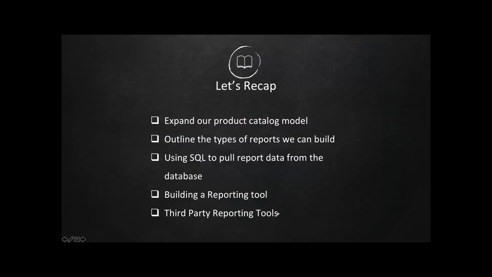So let's quickly recap. We've wrapped up our discussion on product catalogs. We've expanded our product catalog, adding some additional tables to give us some more functionality, which makes reporting a little more useful. We've outlined the types of reports we can build. In our particular case, we got the product, we got the vendor, we got the inventory, the transaction tables, and other tables that you could report off of.